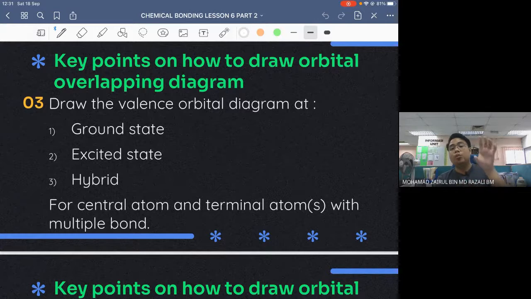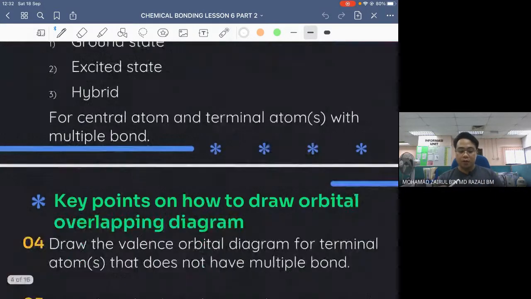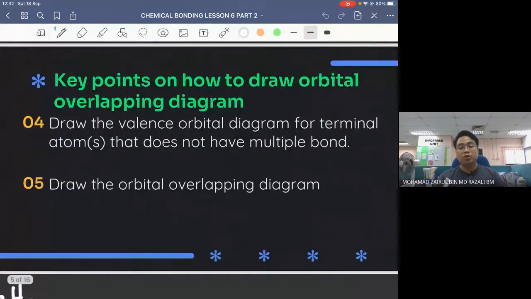So central atom wajib awak buat semua ni, tapi terminal atom awak hanya perlu buat untuk terminal atom yang ada multiple bond. Sebab remember that if the terminal atom is made up of a multiple bond, then you need to determine the hybridization. Okay. And then you need to draw the valence orbital diagram for the terminal atom that does not have a multiple bond and draw the orbital overlapping diagram. So normally for this kind of question, the marks can be from 7 to 8 marks.